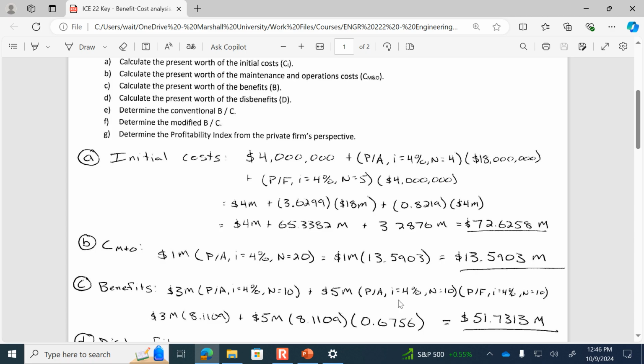So if you were to draw a cash flow diagram of it, what you'd see is that you're consolidating the annual series to a lump sum at year 10, and then you have to discount it from year 10 to the present with this final factor. So the benefits should be $51.7 million.